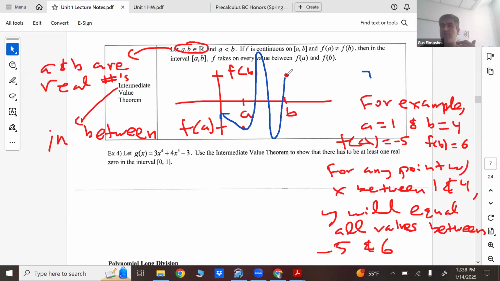And I hypothetically made some y values. So all y values between -5 and 6 will be taken on. Cool? David, yes, you have a question.